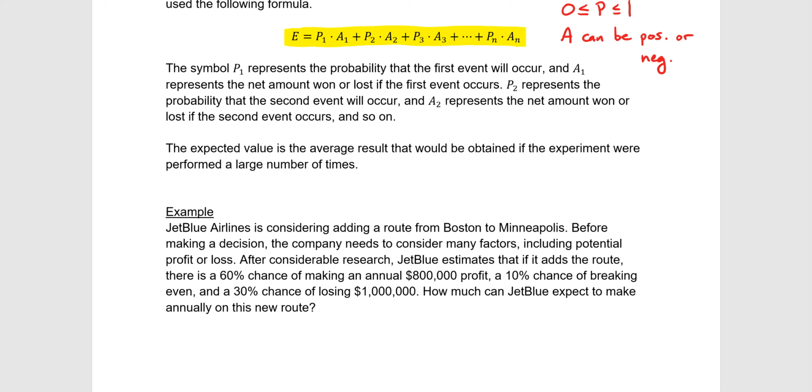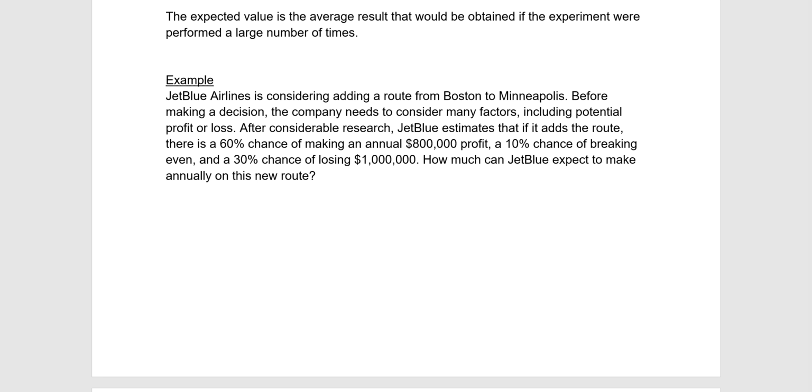So the expected value is essentially a weighted mean. It's an average. The expected value is the average result that would be obtained if the experiment were performed a large number of times. Okay, so let's see an example here.